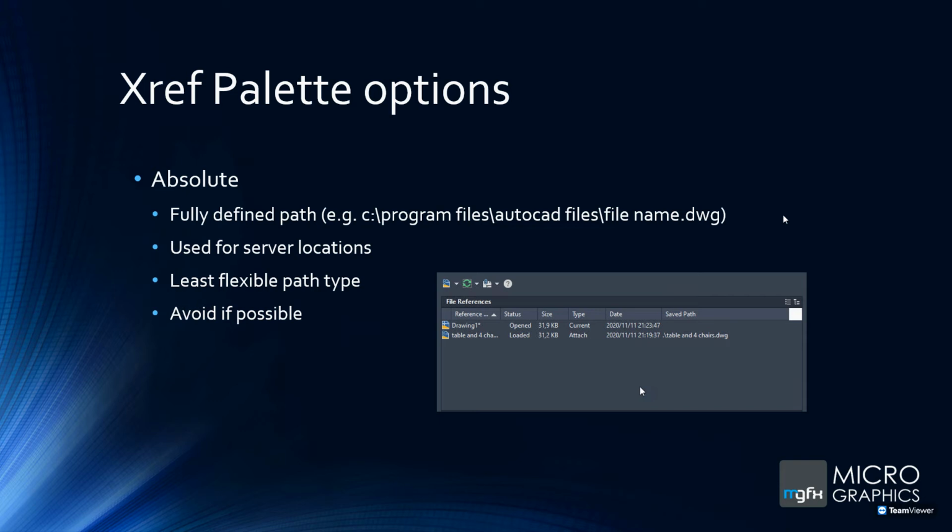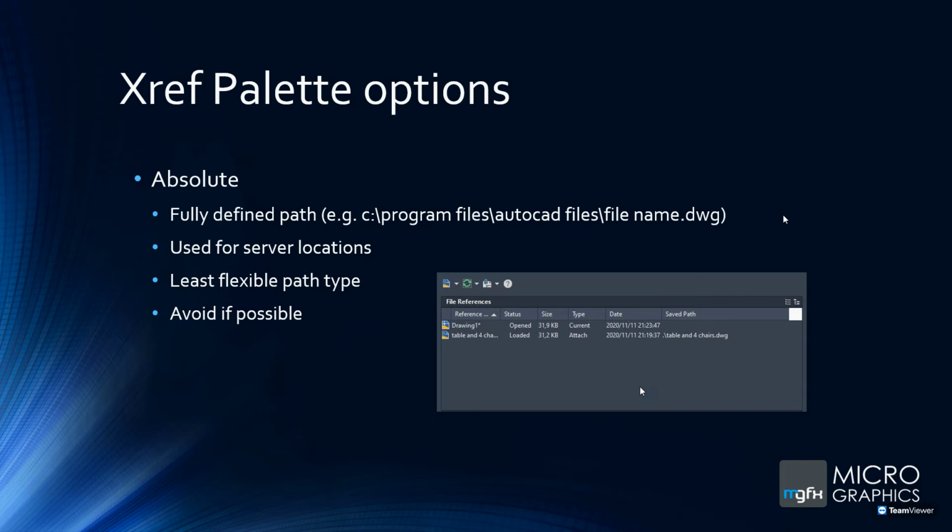Okay, so looking at your absolute path, it's a fully defined path. So it's going to take a look at everything you've got over there: your C drive, Program Files, AutoCAD files, file name.dwg. Now, this can be a little bit dangerous because if, for instance, you're working on a server and you've got a couple of different people pointing to that server, and I've seen this happen, your mapping of that drive to the server on one PC might be the M drive, on another the D drive, on another the F drive.